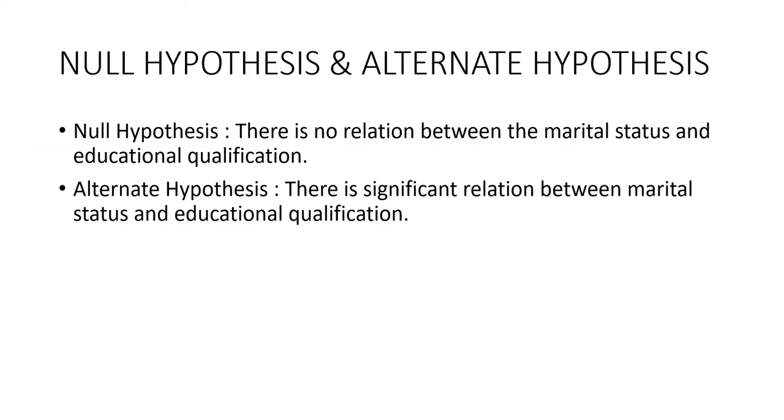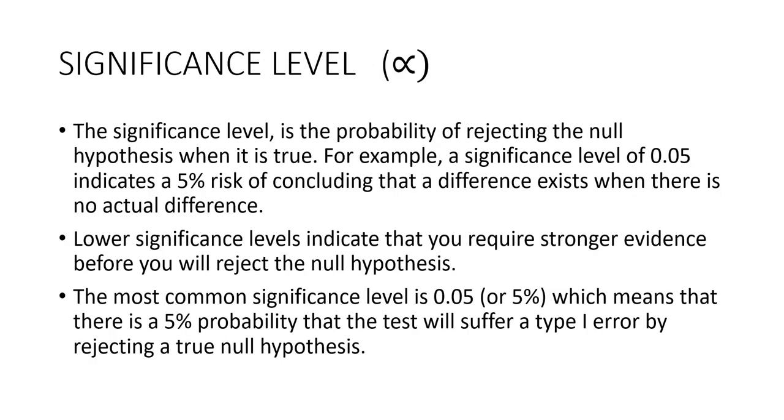Now here, what are the null hypothesis and the alternate hypothesis? The null hypothesis is that there is no relationship between marital status and educational qualification. And the alternate hypothesis is that there is a significant relationship between marital status and educational qualification. Done. You got it. Now, what is this significance level?